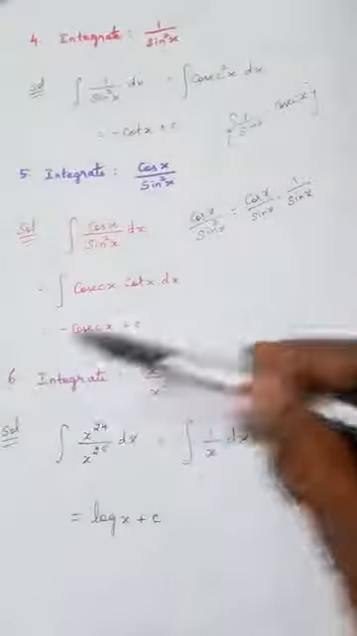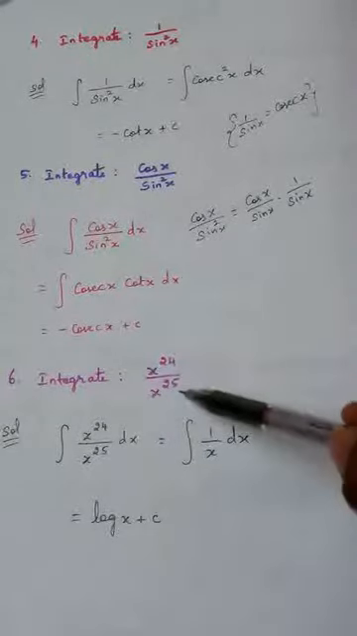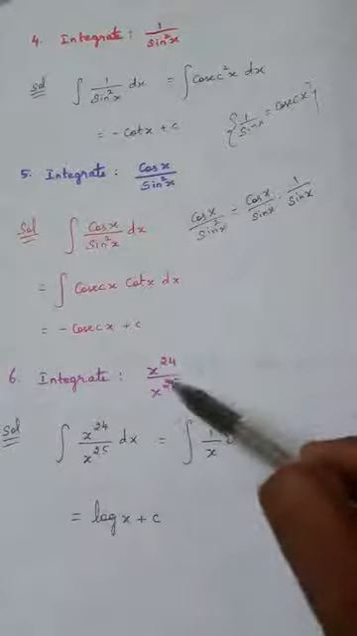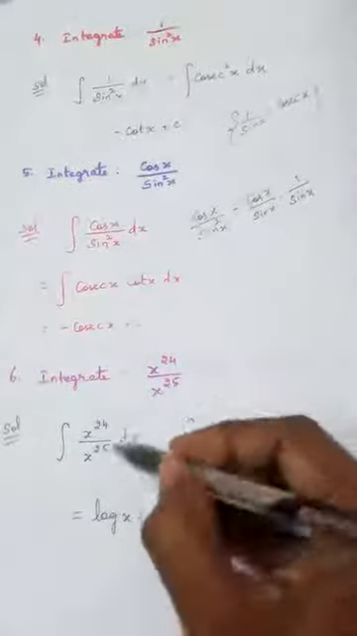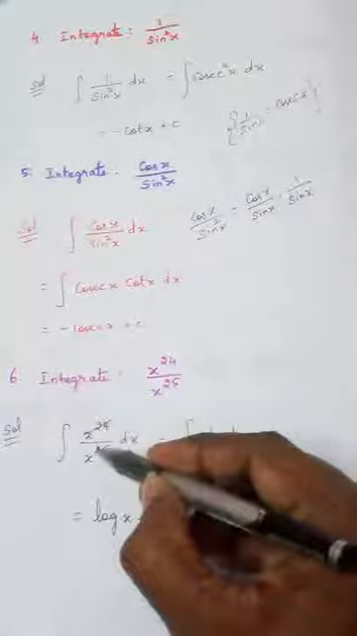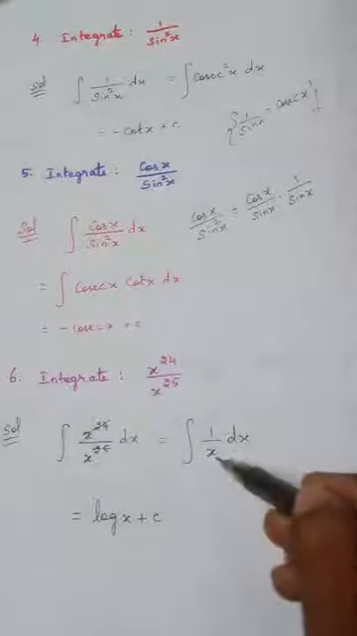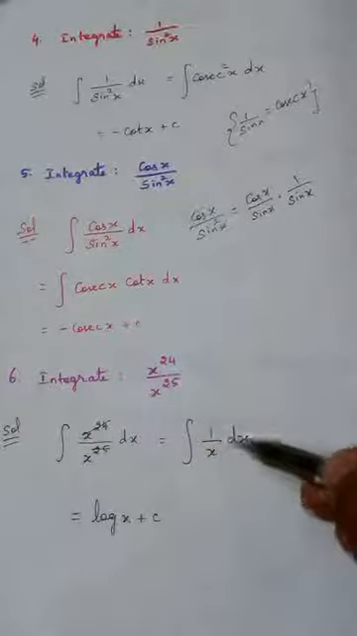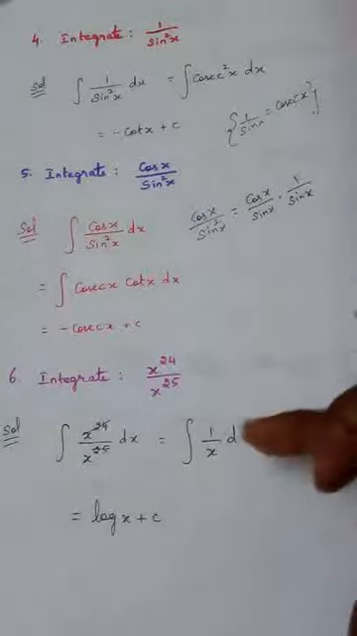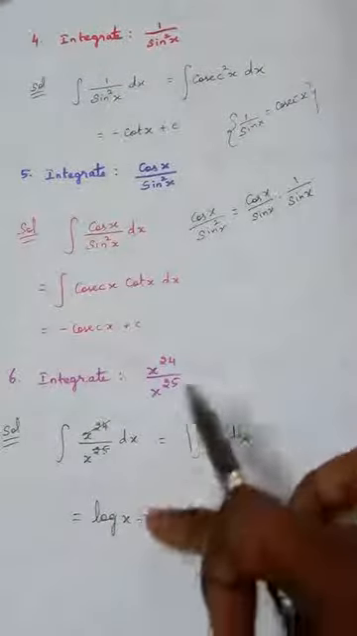Problem number 6. Integrate x to the power of 24 by x to the power of 25. So integration symbol, writing this function, putting dx. So cancelling this, this will entirely get cancelled with this power. So only 1 x remains in the denominator. So this finally gets reduced to 1 by x dx. Again a direct integration formula. What is the answer for integral 1 by x dx? Log x plus c.